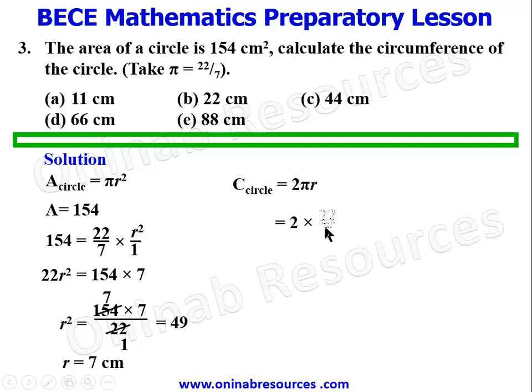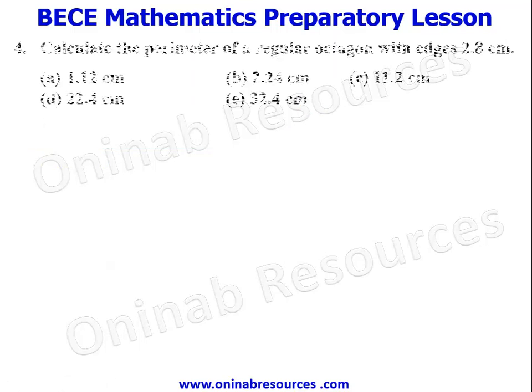So we now have it as 2 times 22 over 7 times 7 over 1, since our radius is 7. 7 cancels 7 here. 2 times 2 gives 44 centimeters, and that gives the circumference of the circle, which gives option C. And we are done with problem 3. We go to problem 4.